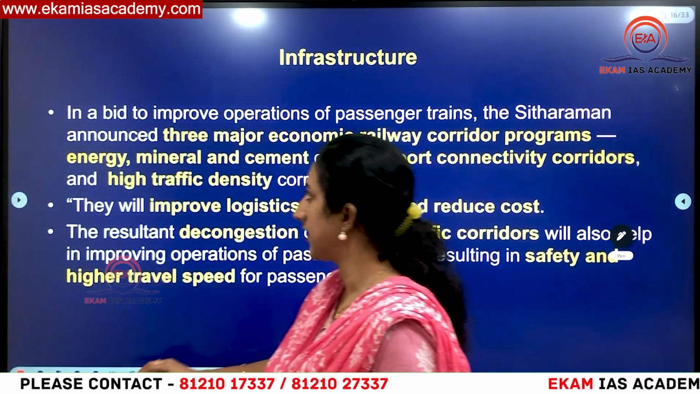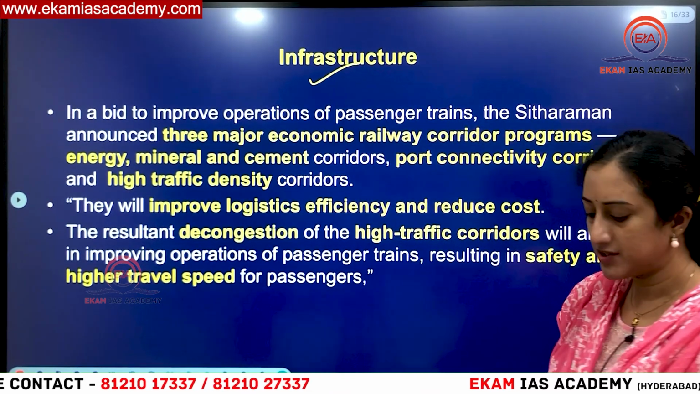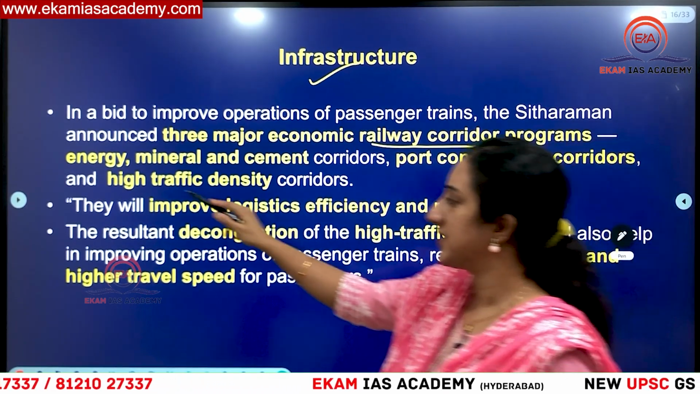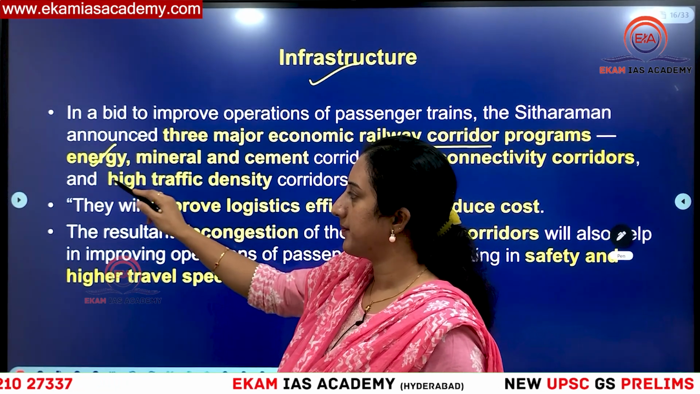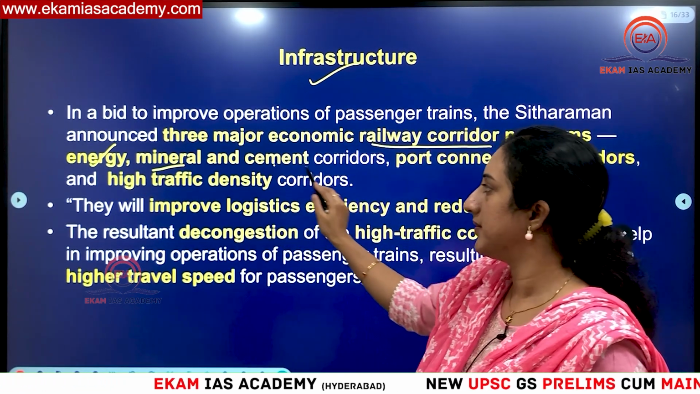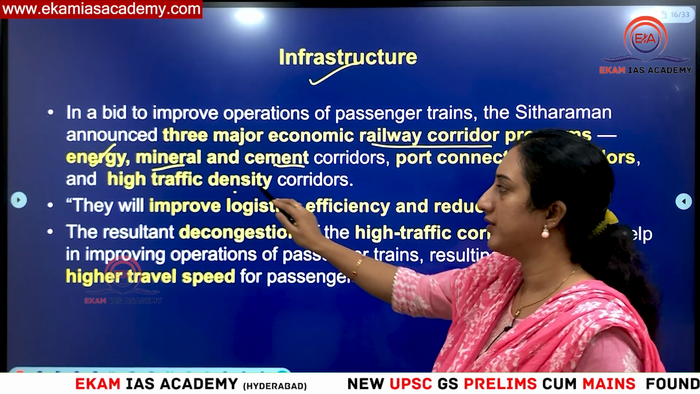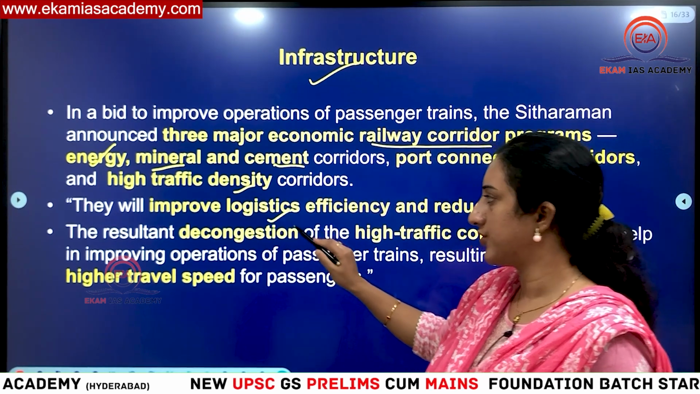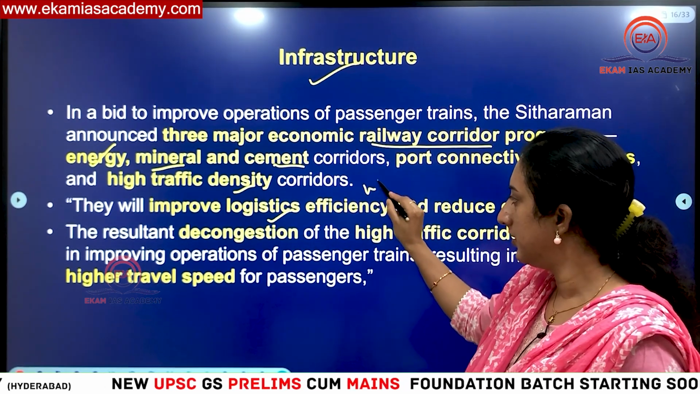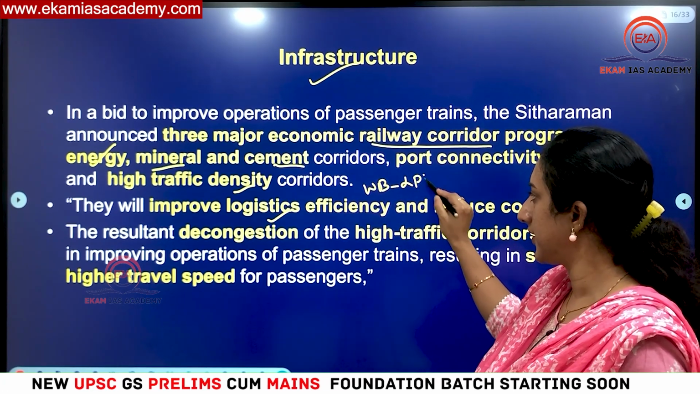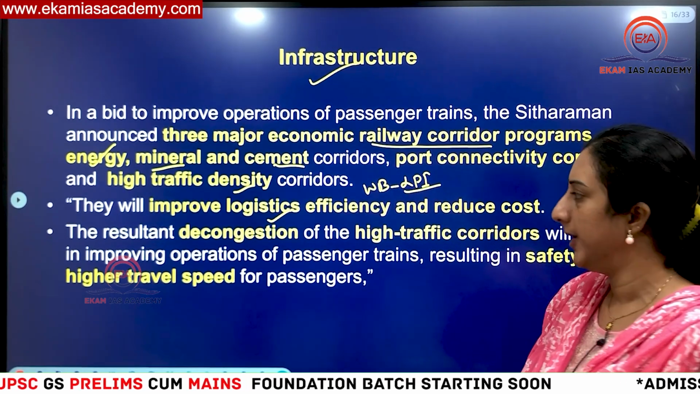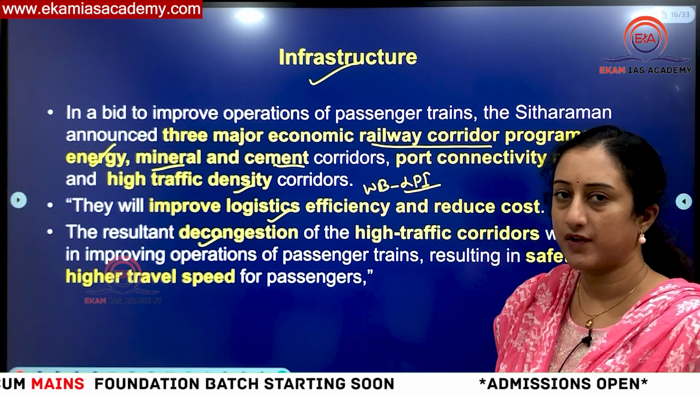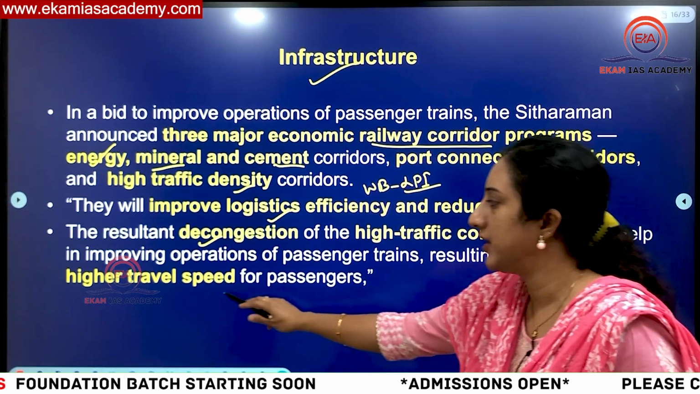We'll go through this next one first. Infrastructure means the government wants to focus on three major things, that is railway corridors. In railways they wanted to construct separate energy corridors, mineral corridors and cement corridors, and also go for decongestion of high traffic density corridors, so that it improves logistics efficiency. If you have remembered, World Bank releases the Logistics Performance Index; you should know India's latest rank. The main objective is to decongest high traffic corridors so that safety as well as speed both will be achieved.